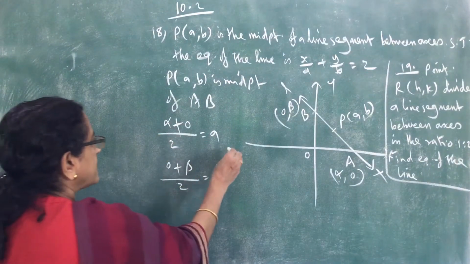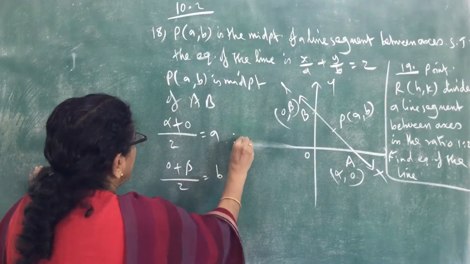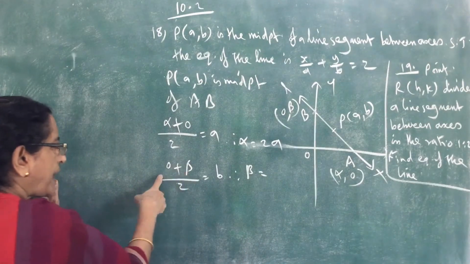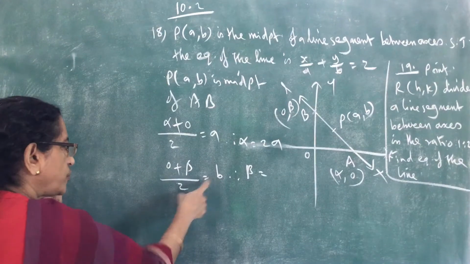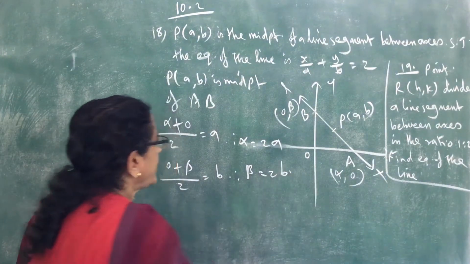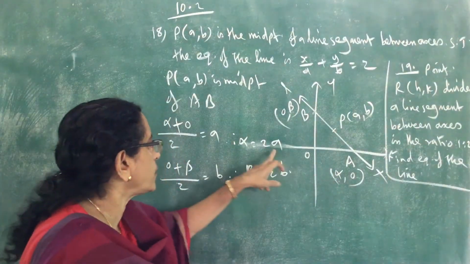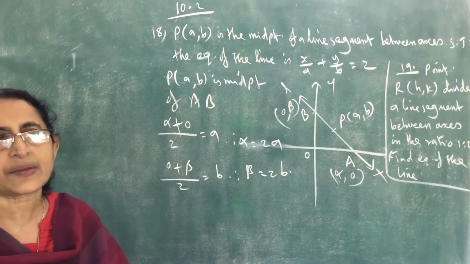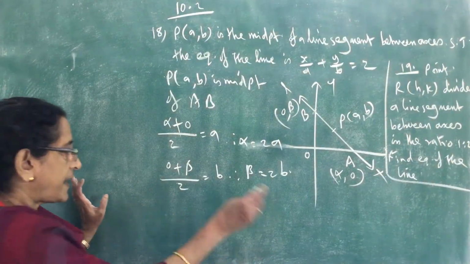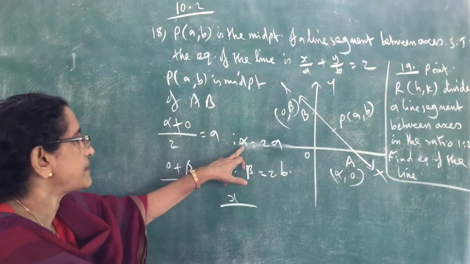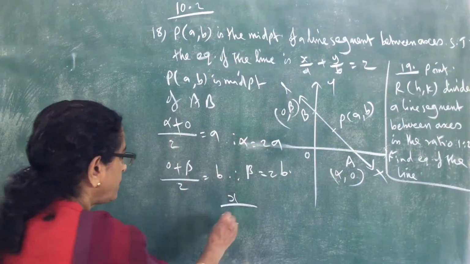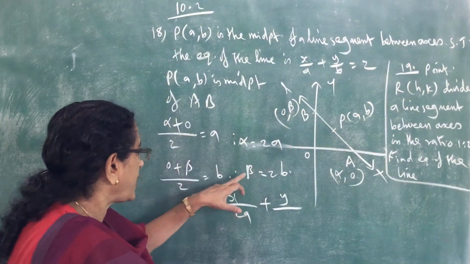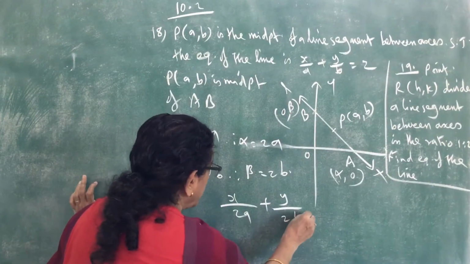So using this we get alpha equal to 2a, and beta equal to 2b, by cross multiplying. So we got alpha, which is the x-intercept, equal to 2a, and the y-intercept, beta, equal to 2b. Getting the x-intercept and y-intercept, we can write the equation of the line. That is x by the x-intercept, alpha, which is 2a. Therefore, the equation of the line is x by 2a plus y by beta, which is 2b, so y by 2b equal to 1.